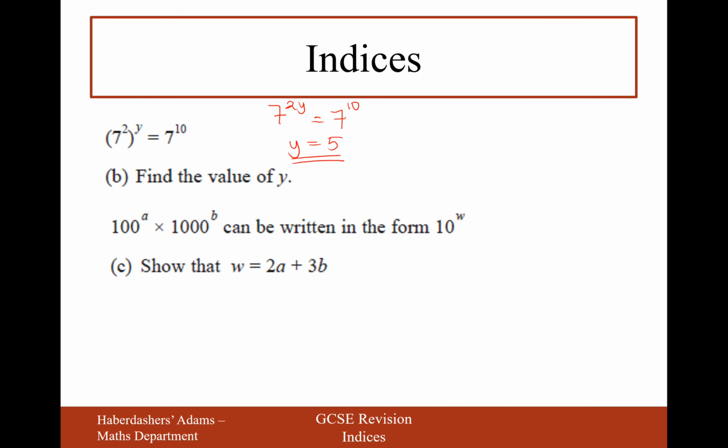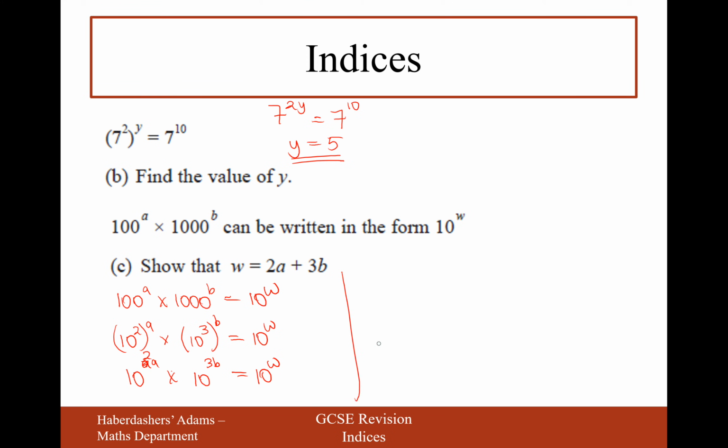So here we have 100 to the A times 1000 to the B equals 10 to the W. So 100 could be 10 squared to the power of A. 1000 could be 10 to the power of 3 to the power of B equals 10 to the W. Now expand your brackets by multiplying your indices together. 10 to the 2A times 10 to the 3B equals 10 to the W.